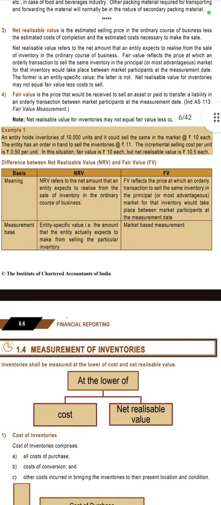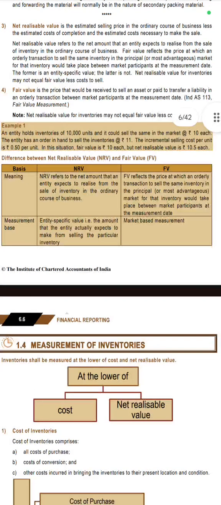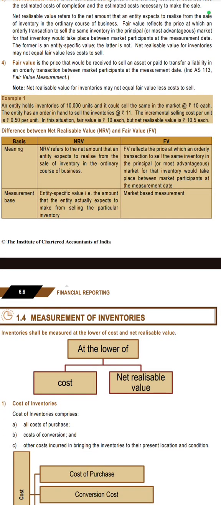So what is the difference between net realizable value and fair value? NRV refers to the amount that an entity expects to realize from the sale of inventory, and it is an entity-specific value. But fair value is the price in an orderly transaction to sell the same inventory in the principal or most advantageous market. We will discuss in Ind AS 113 what the principal and most advantageous market are. Here the measurement basis is the market-based approach.